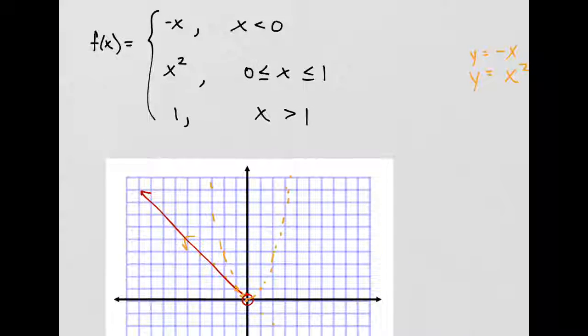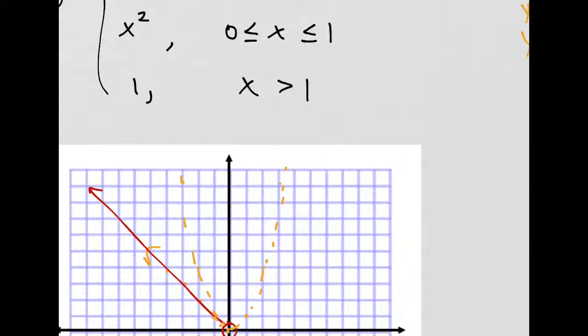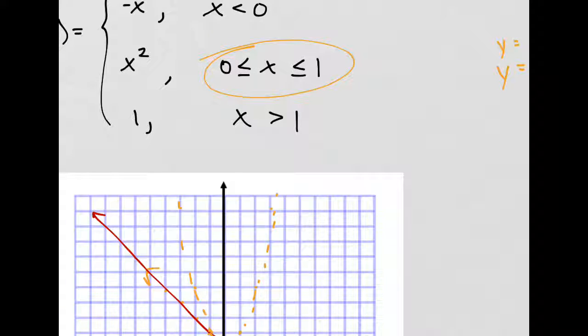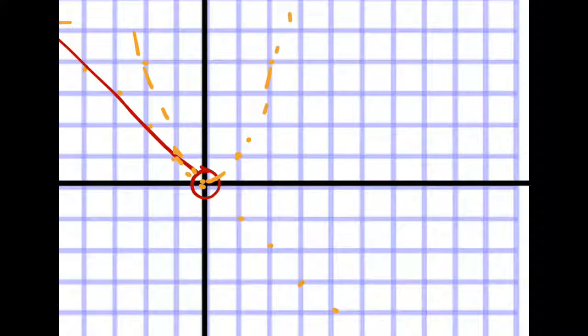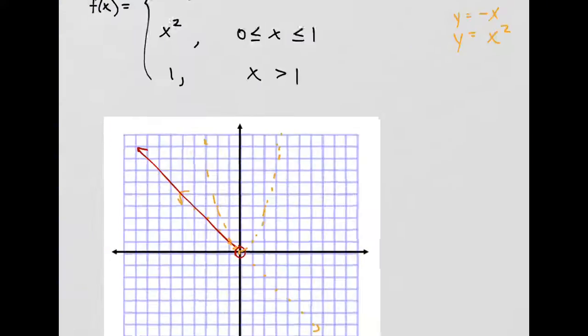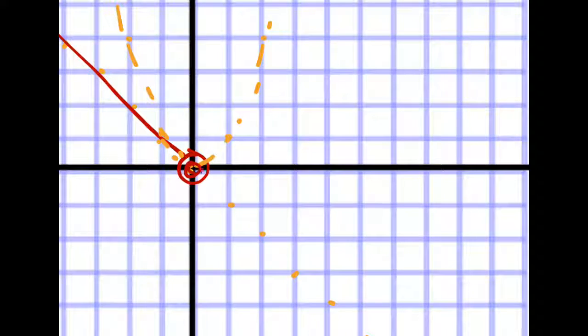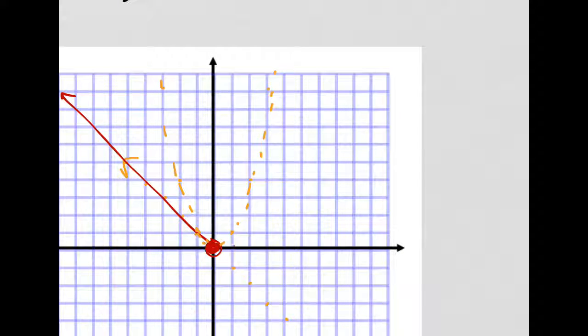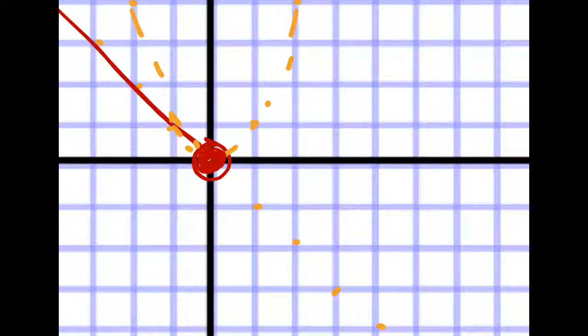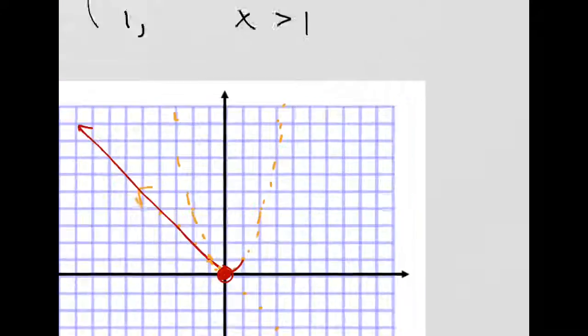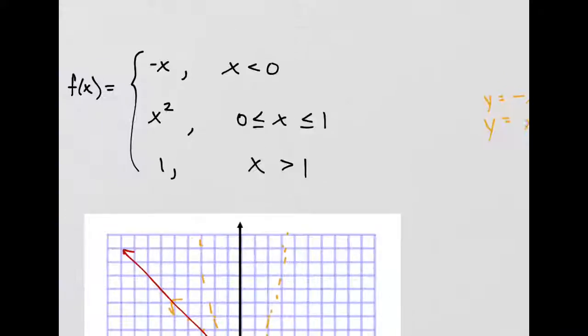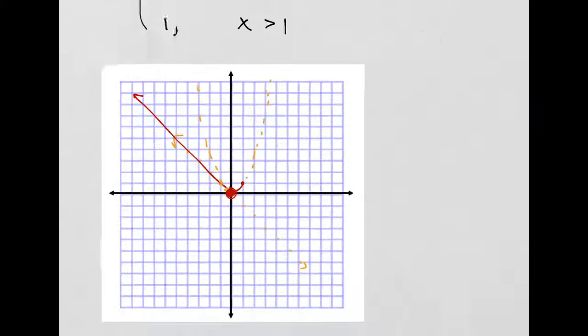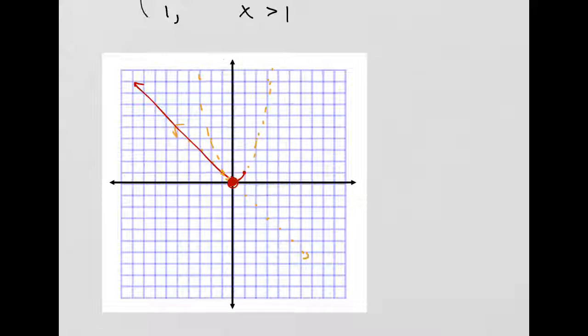So that's the parabola. But I don't include the entire parabola. I only include the parts that are from 0 to 1. So that means from 0, which is here. Do I include 0? Yes, I do. So I fill in this hole, and then all the way up until 1. So it's a very small piece. And I include 1 as well. So I put a closed circle there.